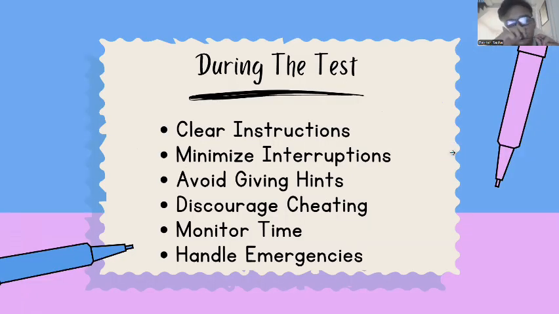Next, this is during the test. The first one is clear instruction. The second one is minimizing interruption. The third one, avoid giving hints. The next one is discouraging cheating. The next one is monitoring time, and the final one is handling emergencies.